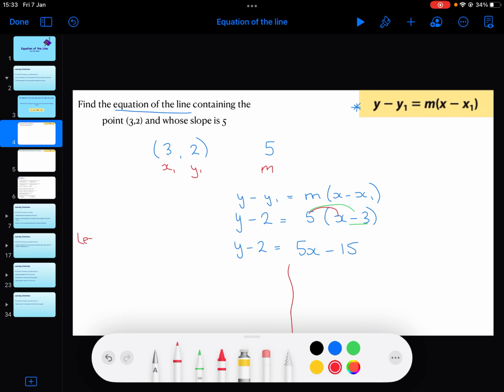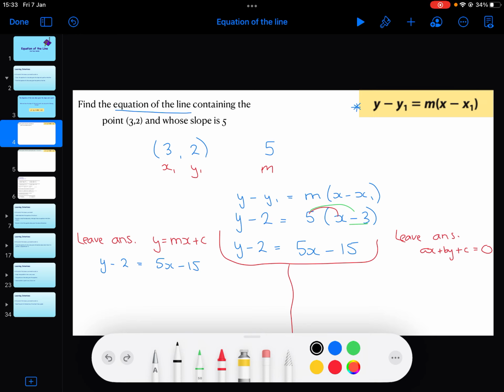So sometimes they would ask you to leave your answer in the form y is equal to mx plus c, and sometimes they will ask you to leave your answer in the form ax plus by plus c is equal to 0. And all that means is it just tells you how to simplify. So we have y minus 2 is equal to 5x minus 15. So if you're asked to leave your answer in the form y equals mx plus c, that looks really confusing.